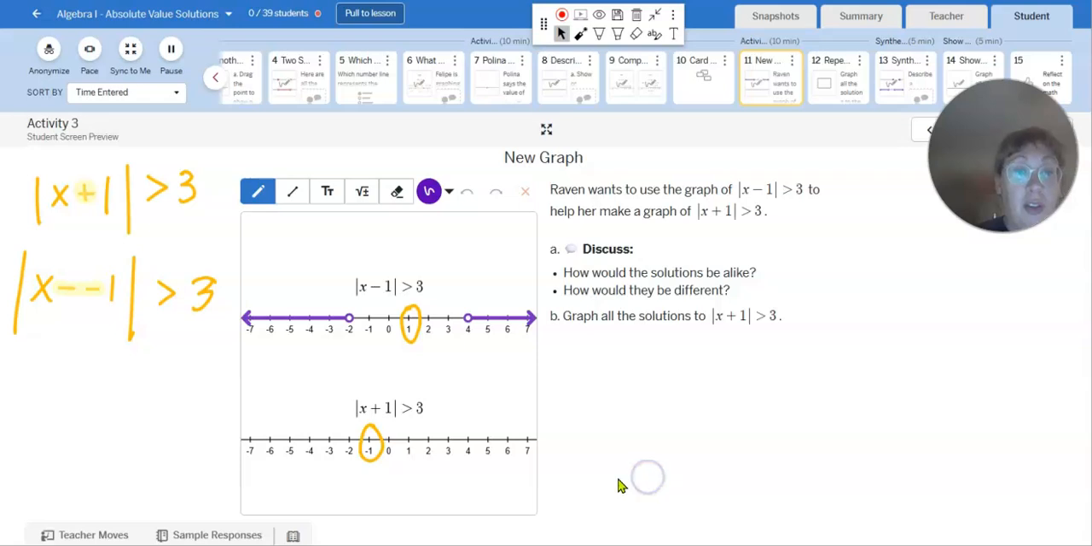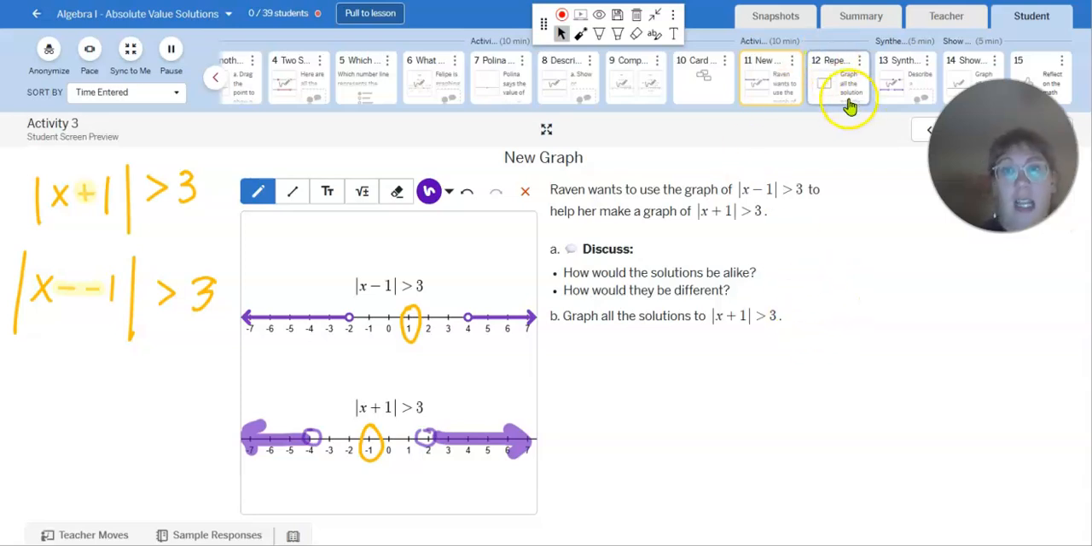Make sure you're drawing this on your graph as well. 1, 2, 3 away from -1 is a +2, and 1, 2, 3 away from -1 is a -4. It's still looking at that distance that's greater, so we're still going to be having our arrows to the left and to the right, just like we see above. But instead of focused at +1, we're focused at -1. So that's our similarity and our differences between these two graphs.